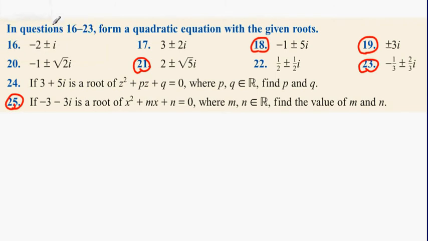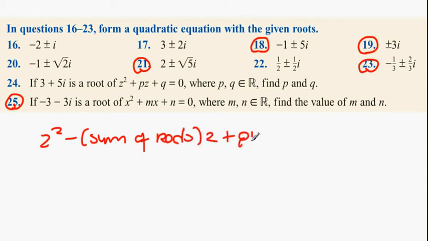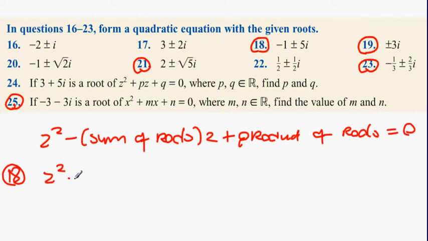Okay, so in question 16 to 18, form a quadratic equation with the given roots. So once again, remember what I said earlier: z squared minus sum of roots times z plus product of roots, okay? So it's going to have z squared minus bracket. You're going to add the roots together.